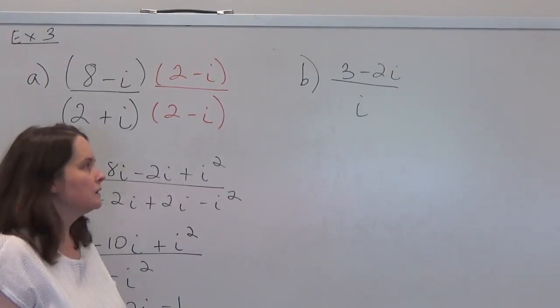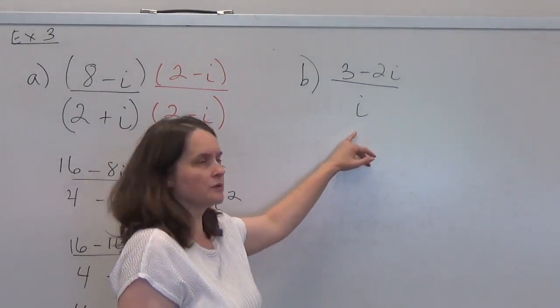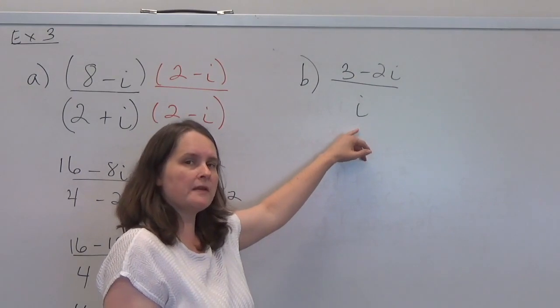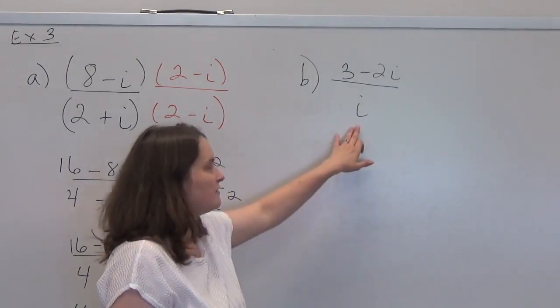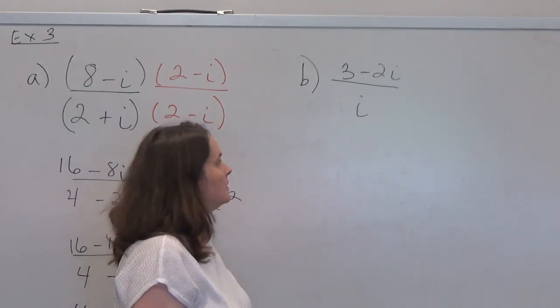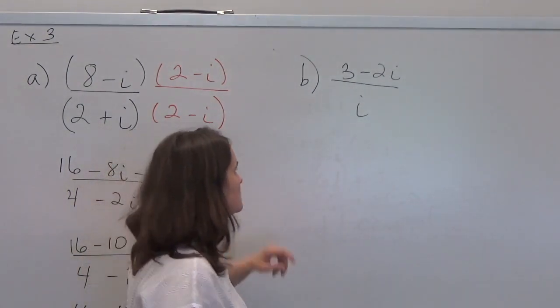For part B, in order to get this one into the correct form, we can do the same concept, multiply the top and the bottom by the conjugate of the denominator. The conjugate of i is negative i. So we can multiply the top and the bottom by negative i right from the start.